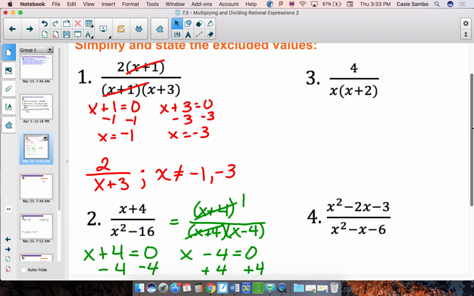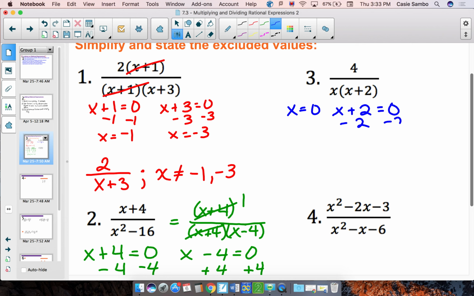On example 3, it's already factored. I get to skip that step, but I do need to find where I have a problem in my domain or my excluded values. So I set each of those equal to 0 and solve. I would cancel out any common factors, but I don't have any, so there's nothing I can change. So my answer is still 4 over x times x plus 2, where x cannot equal 0 or -2.